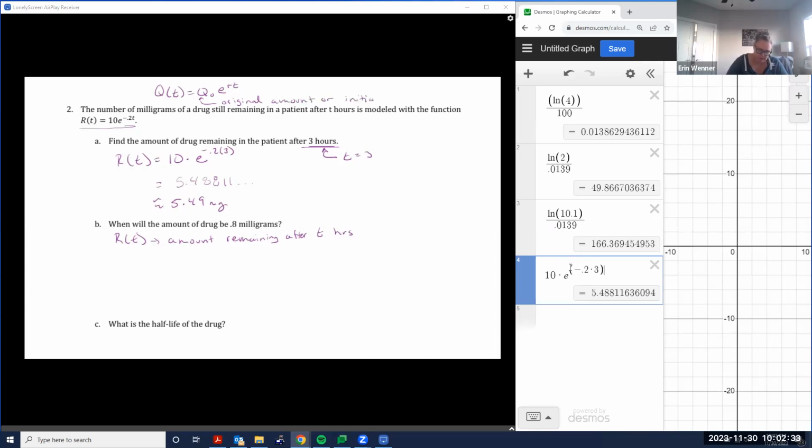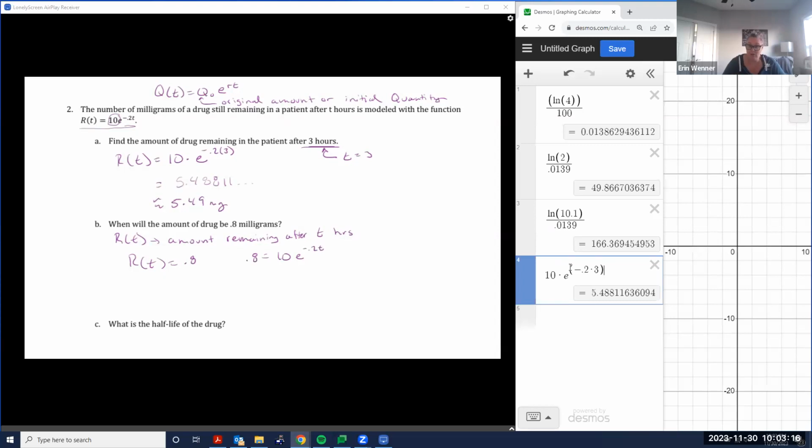So in our formula, our initial quantity was 10, right? That 10 is in the same position as the Q sub 0. So in part B, it says, when will the amount be 0.8 milligrams? So what they're saying is, let's let R of T equal 0.8, right? We're trying to evaluate how much time needs to pass in order for the 10 milligrams to turn into 0.8 milligrams. So if we plug that in, we're going to say 0.8 is equal to 10 times e to the negative 0.2 T.